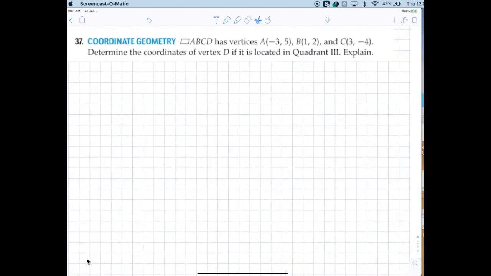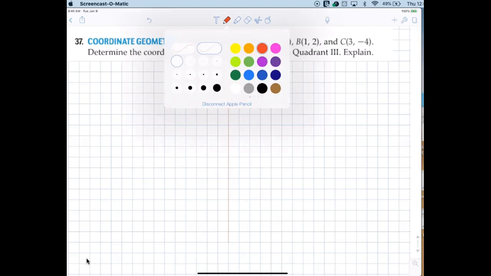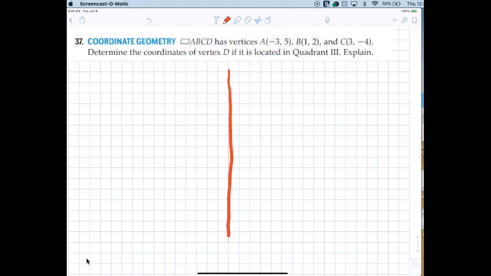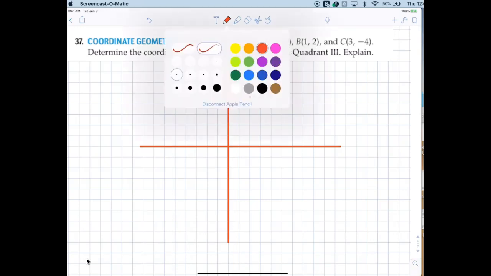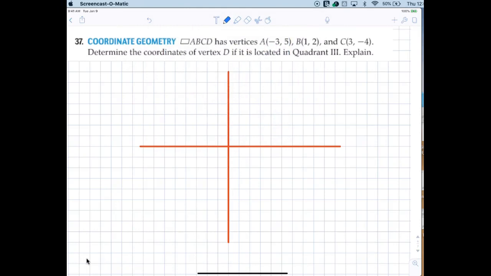Here we go. Yesterday I blew it, so I'm going to try not to do that today. Here's my axis. If you didn't have graph paper, you're just going to have to be careful when you're trying to see it using the dots on your paper. So here we go: negative 3, 5. As I'm counting this, make sure it's right. 1, 2, 3, 4, 5. 1, 2, 3. Negative 4: 1, 2, 3, 4. Does everybody agree with that? And I'm trying to put it in what quadrant? 3. So I'm trying to figure out where this point goes.